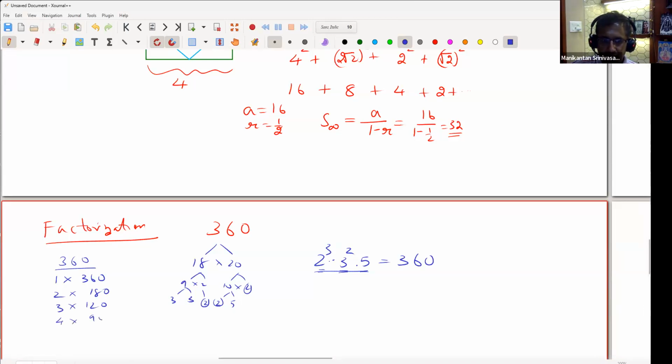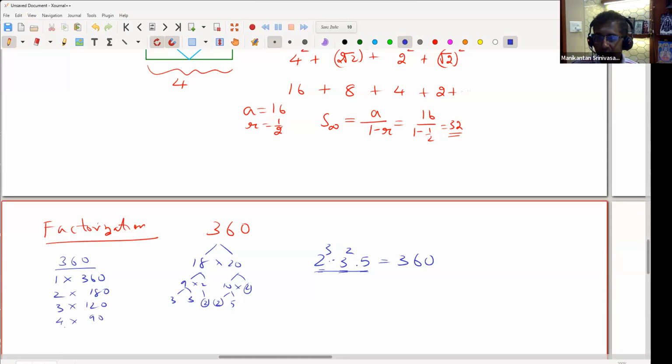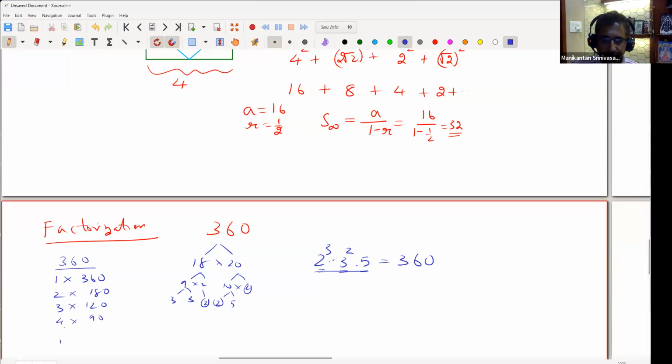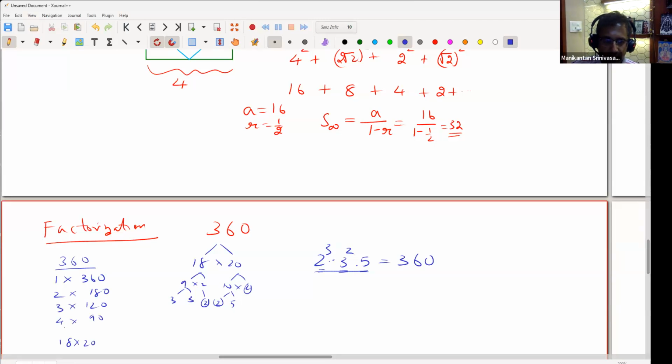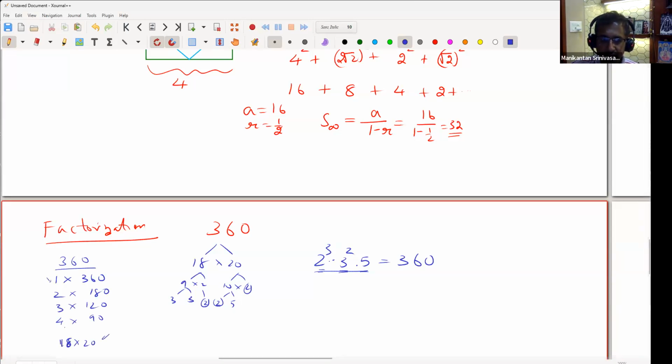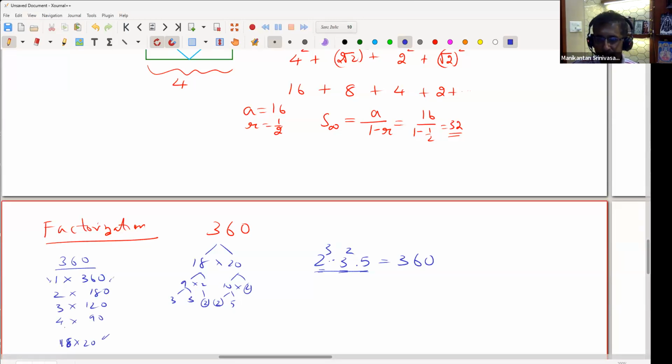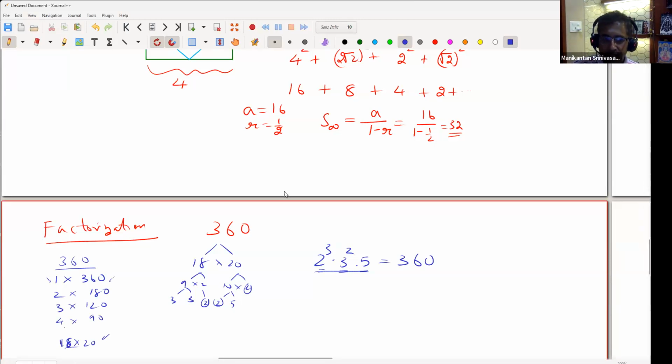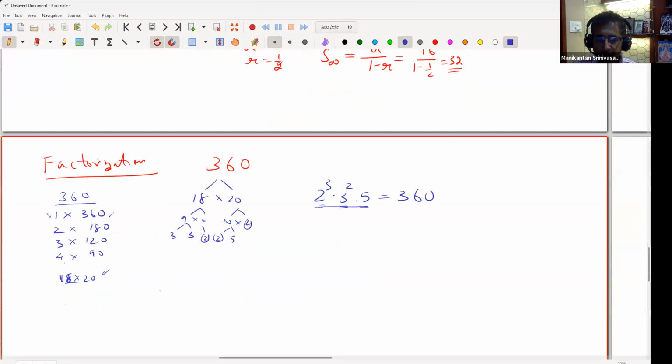4 times 90 and so on, right? But it'll be a fairly elaborate process. And by the time we get to 18 times 20, that's the last one. Why am I saying that's the last? I'm consciously making an effort to keep the smaller factor and the bigger factor in each product. With 18 and 20, you've reached a limit where both are almost equal. The next one, 19 times 19, will be 361.